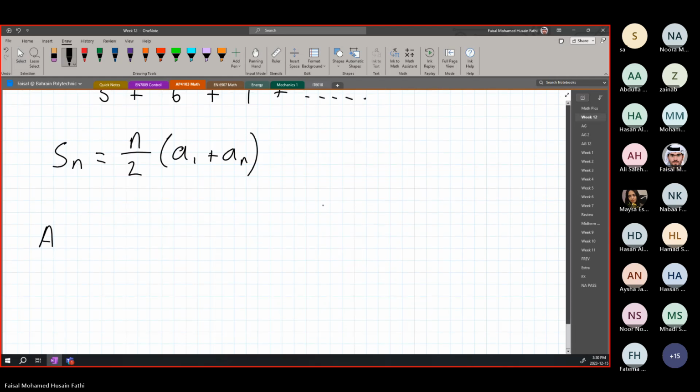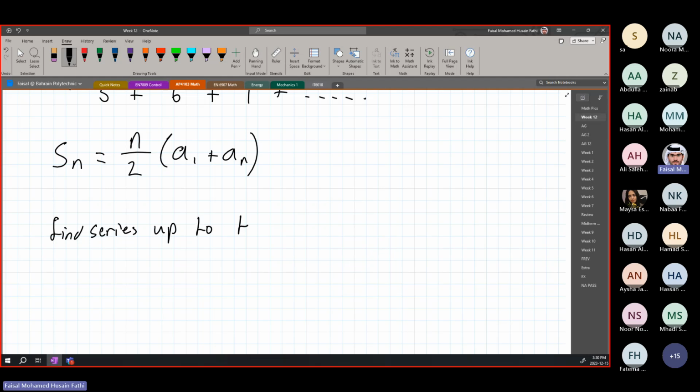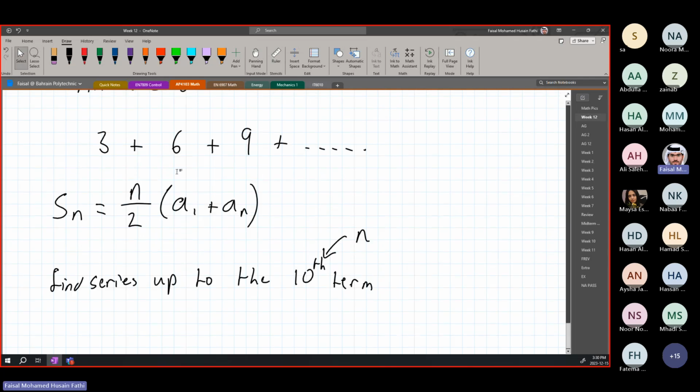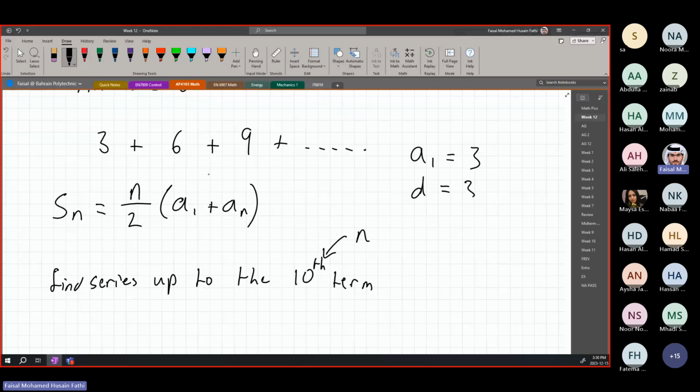Let's say we want to add, or more mathematically, find the arithmetic series, find the series up to the 10th term. When you see 10th term, this basically means this is your n. Okay, so now let's look at the series. We have 3 plus 6 plus 9. We know our a1 is equal to 3. We found out earlier our common difference is also equal to 3. So we know that this is an arithmetic series. So now we know our n is also equal to 10 based on the question.